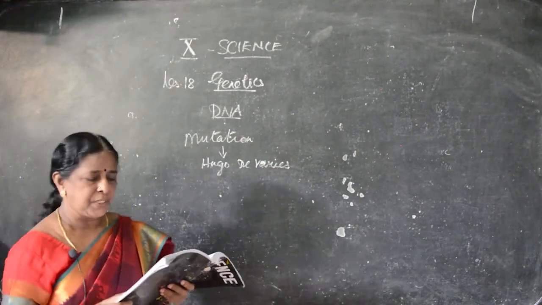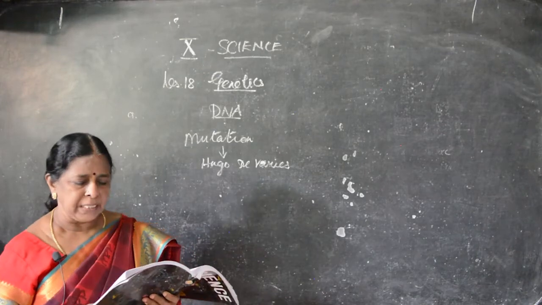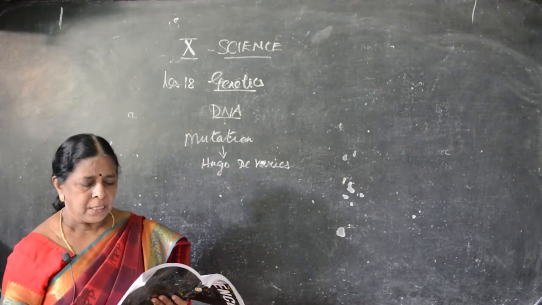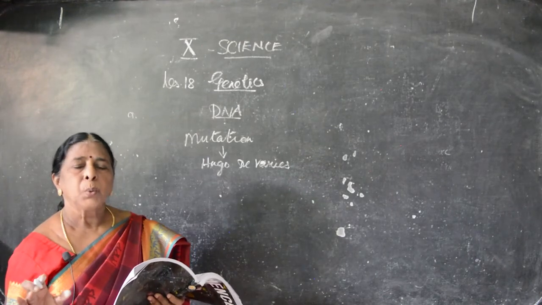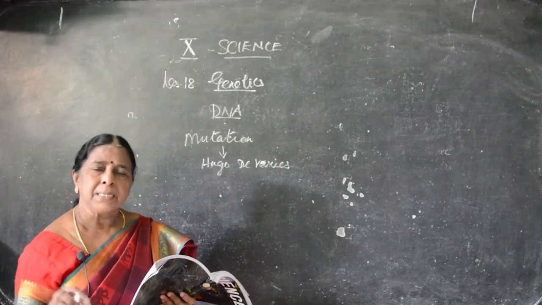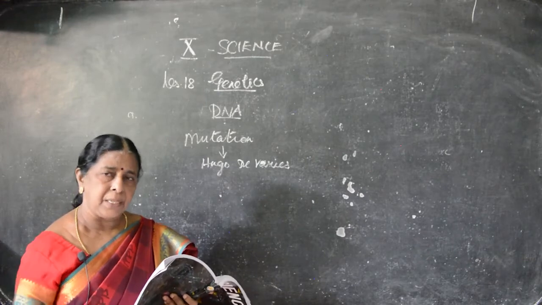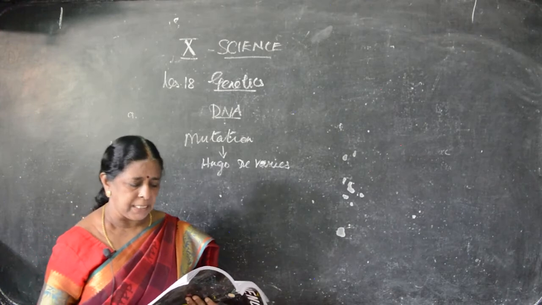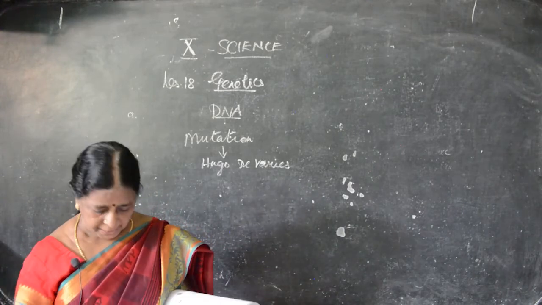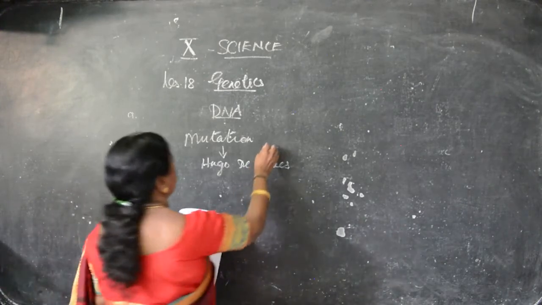The mutation was first introduced by Hugo de Vries. He saw changes in a certain kind of plant. On seeing this, he said that is mutation, and he gave a definition for it. Mutation is an inheritable sudden change in the genetic material of an organism. Here, on page number 269.